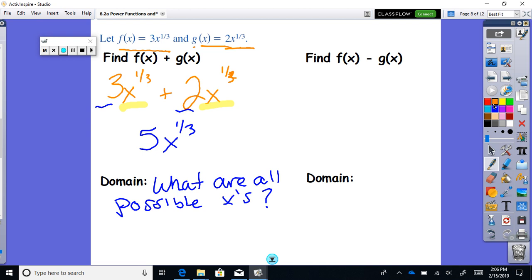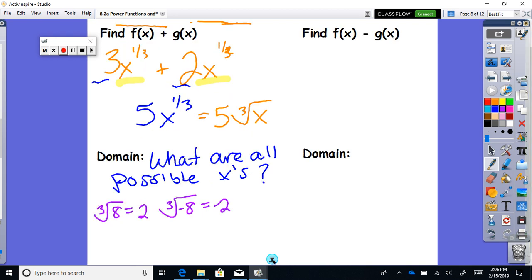And might help to think of it as a root. So remember that this would be the same thing as 5 and the cubed root of x. Now, can you take the cubed root of 8? Sure, you get 2. Can you take the cubed root of -8? Sure, you get -2. I could do the cubed root of 8,000. I could do the cubed root of -8,000. Could I do the cubed root of 1/8? Sure, I'd get 1 over 2.